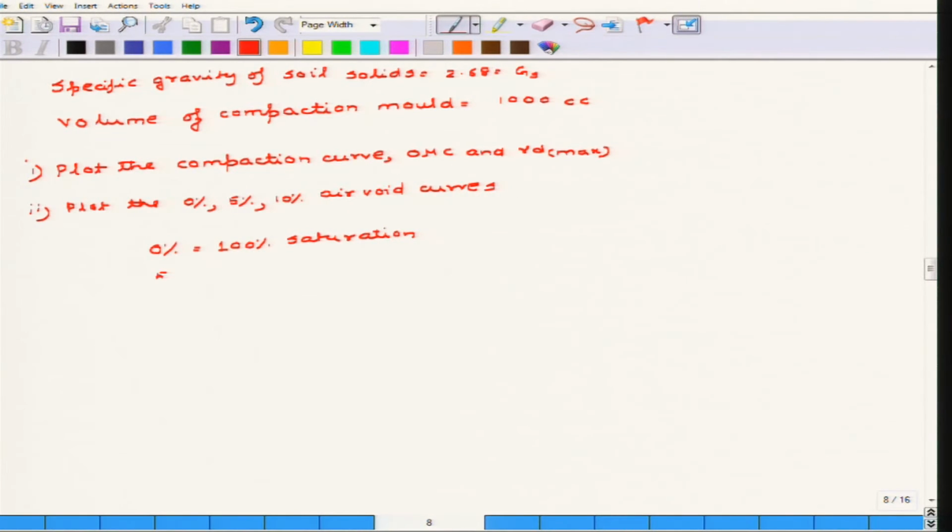Similarly, for 5% air voids, it is equivalent to the 95% saturation line, and for 10% air voids, it is equivalent to the 90% saturation line.